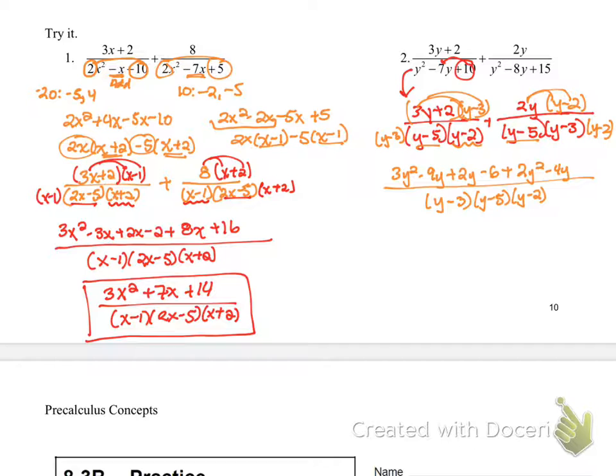Combine like terms on top. So 3y squared and 2y squared is 5y squared. And then negative 9 plus 2 is negative 7, minus 4, negative 11y, minus 6, and keep the denominator. And then we have the same three factors on bottom.